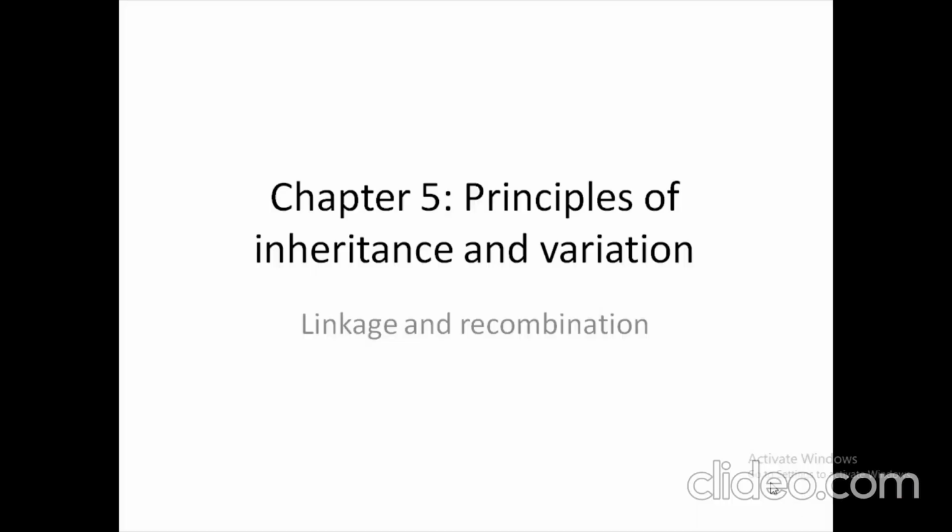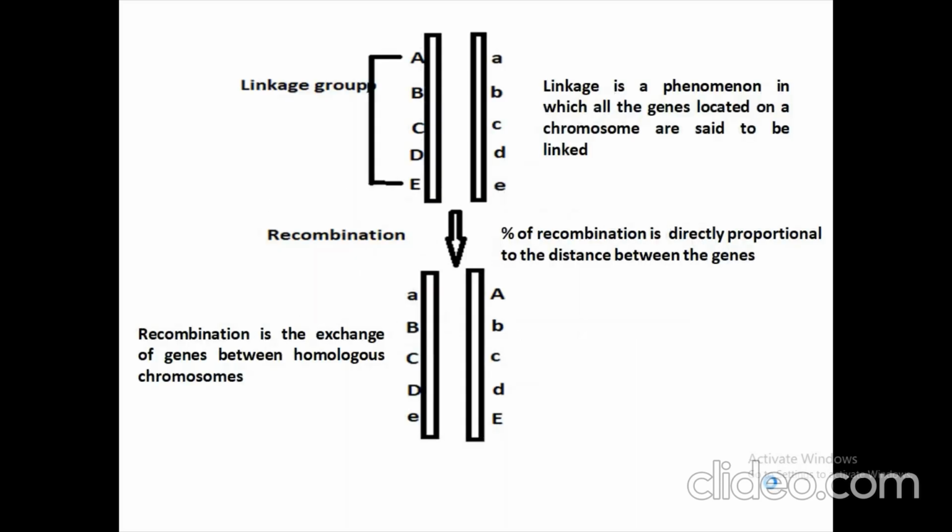Hello friends, in this clip we shall discuss the concept of linkage and recombination. Now, linkage is a phenomenon in which all the genes located on a chromosome are said to be linked. These are the five genes A, B, C, D, E located on a chromosome. So all these genes are said to be linked and they are called one linkage group.